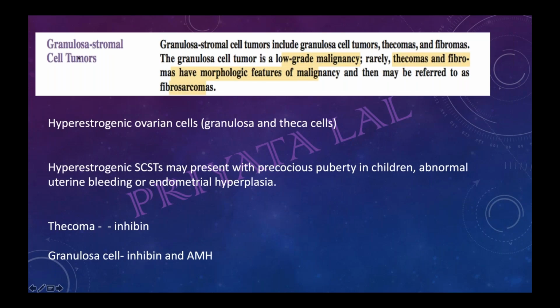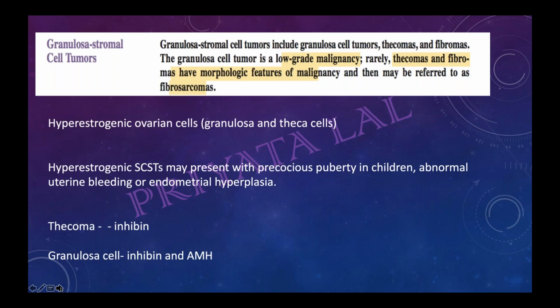Granulosa cell tumor, we know it from our UG days also. There is secretion of estrogen. Because of that, there could be precocious puberty, abnormal uterine bleeding or endometrial hyperplasia. They are usually granulosa cell stromal cell tumors. If it is thecoma, then inhibin will be a tumor marker. If it is granulosa cell, as I spoke previously also, inhibin and AMH, these we are doing for the ovarian reserve also. These are the same thing.